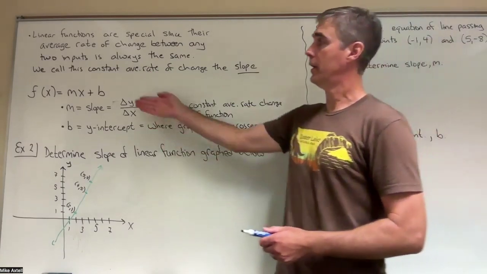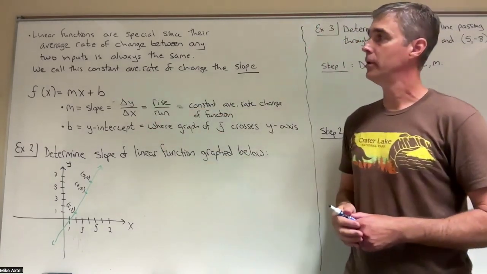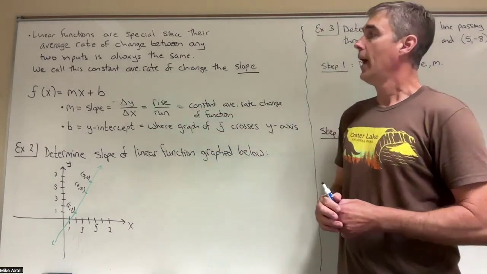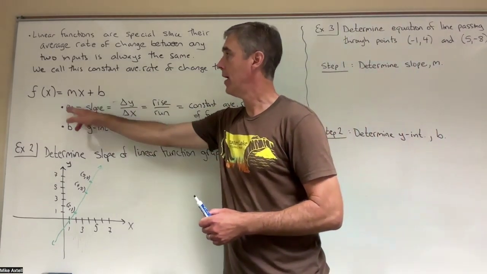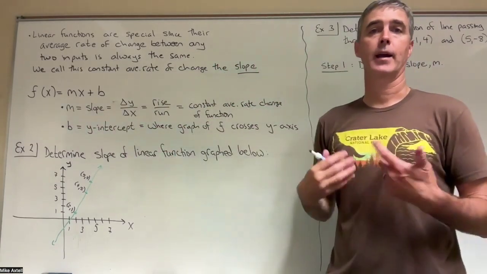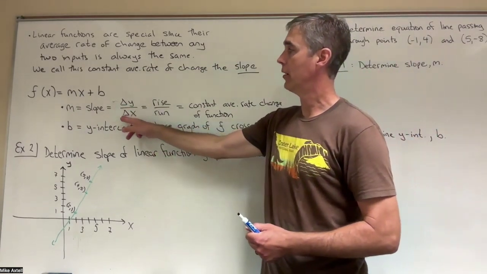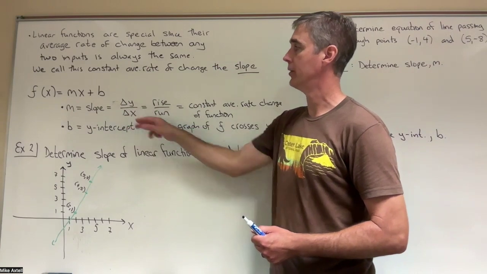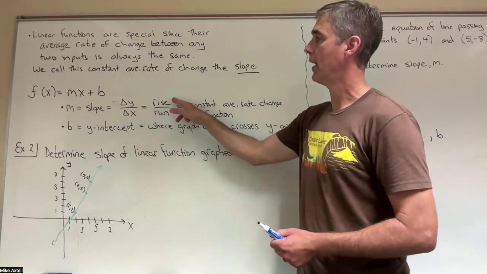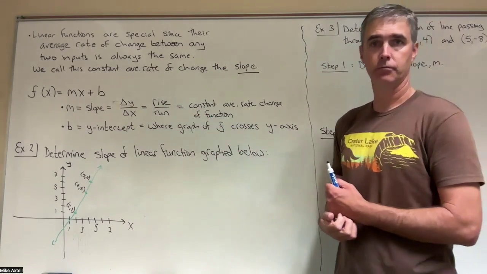All right, so here is that slope-intercept form of a linear function. And this value m, that is that slope, that constant average rate of change. We often call it the change in y over the change in x, delta y over delta x, or perhaps the rise over the run.